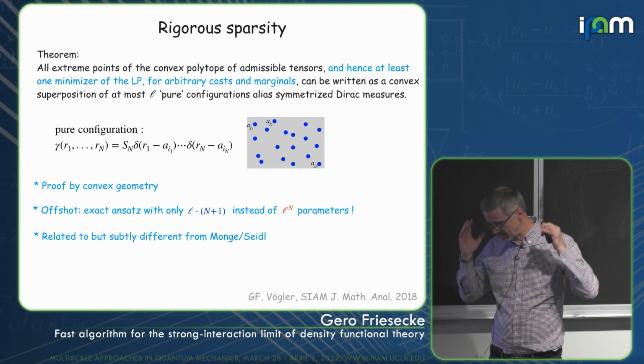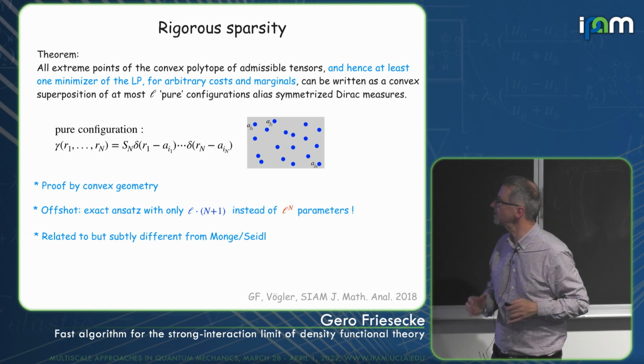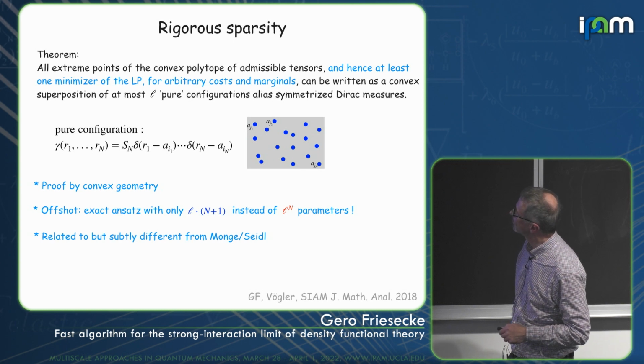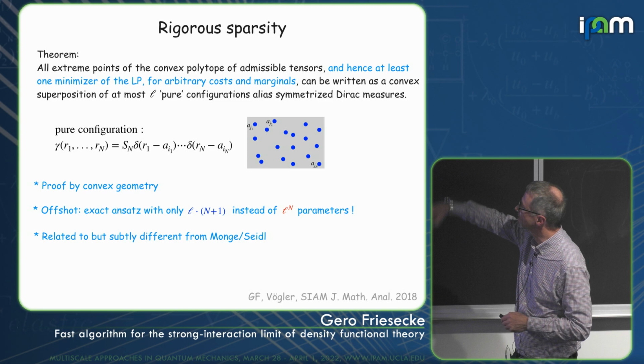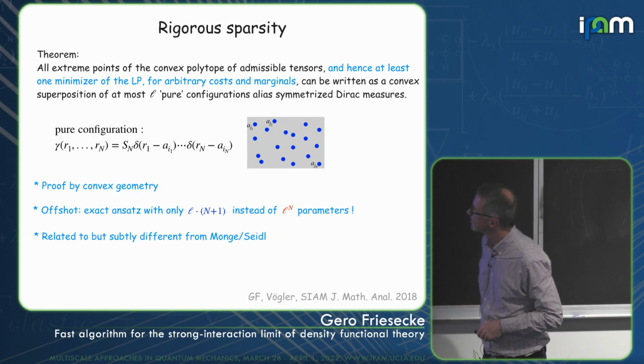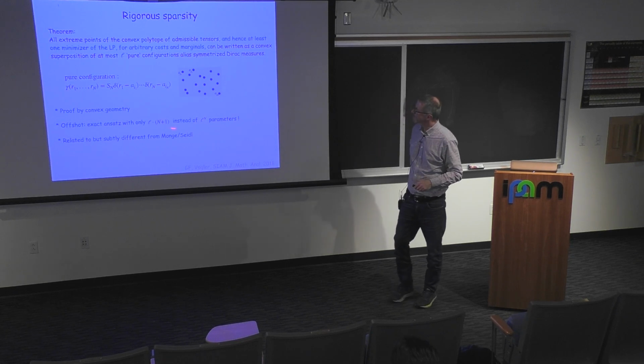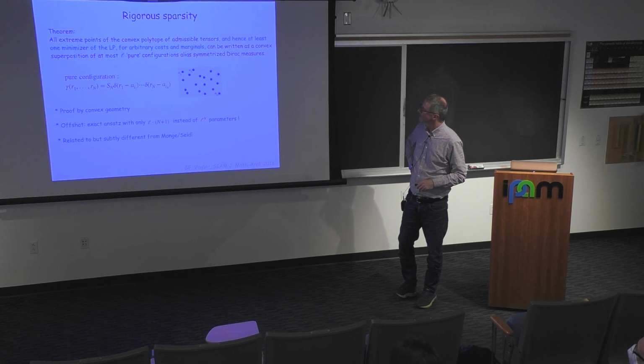It's really a nice fact from convex geometry that the extreme points are not that complicated. A pure configuration is a product of delta functions, symmetrized, meaning each electron has one definite position, no smearing out. The upshot of the proof by convex geometry is that you have an exact ansatz with roughly L times n plus 1 parameters, because you just have to count the parameters here.